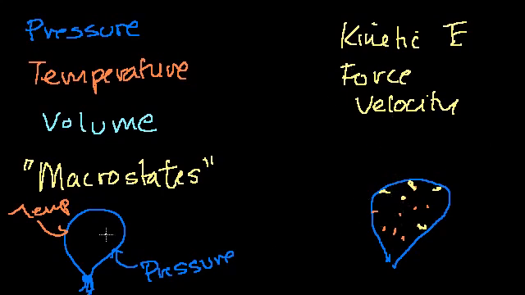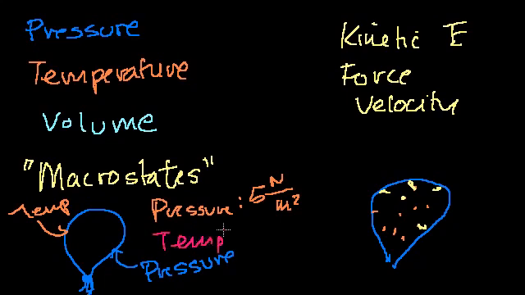So for example, I could describe what's going on with the balloon. I could just make up some numbers. The pressure is, let's say, 5 newtons per meter squared, or some number of pascals. The units aren't what's important. In this video, I really just want to make the differentiation between these two ways of describing what's going on. I could say the temperature is 300 Kelvin. I could say that the volume is, I don't know, maybe 1 liter. And I've described the system, but I've described it on a macro level.